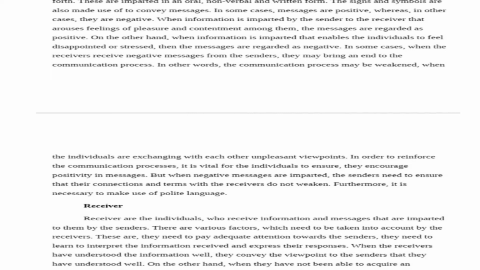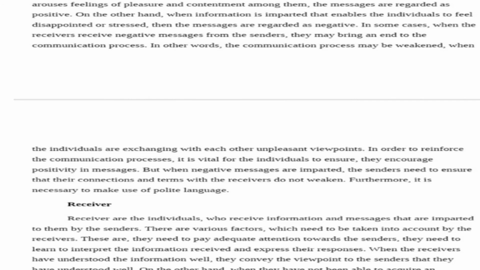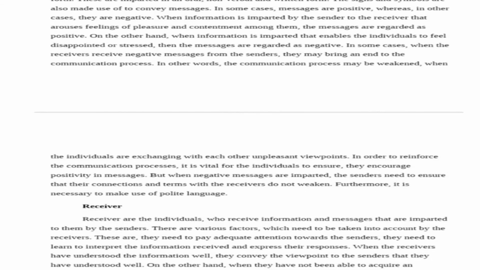Furthermore, it is necessary to make use of polite language. So, the sender of the message must keep in mind all these things: that his message may have a positive impact or positivity in it, and the language used by the sender of the message must be polite.